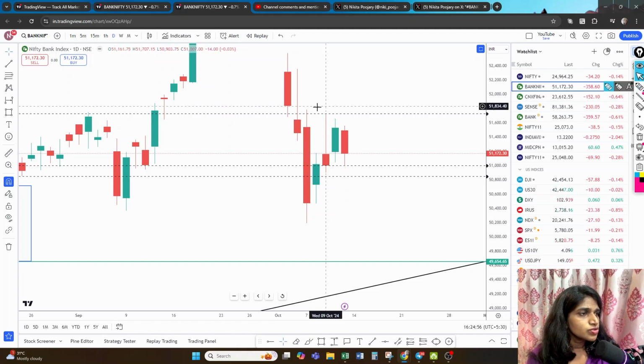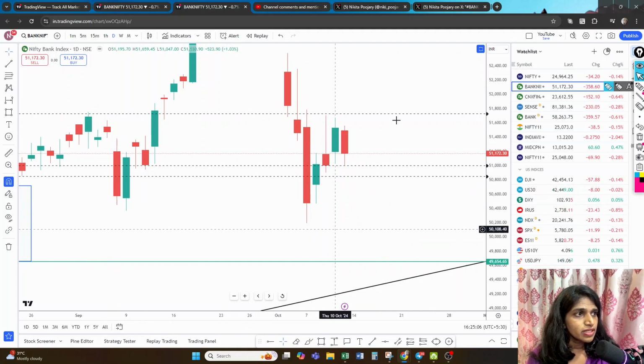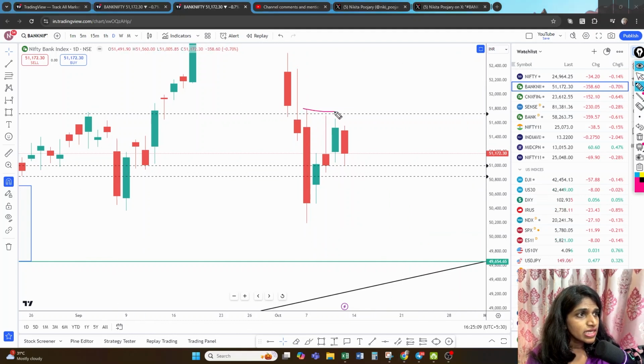Let's see what happens. My estimate is that 51,800 and this particular 5200 is the zone within which we would expect the market to move. So until and unless this high is taken out or this low is taken out, there is no point in predicting any sort of direction.